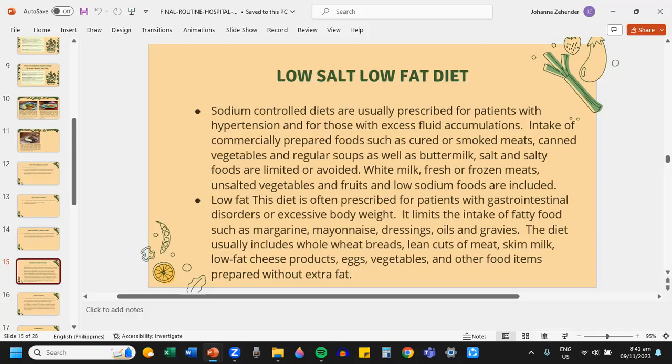Now, for low fat, this diet is often prescribed for patients with GI disorders or excessive body weight. So, it limits the intake of fatty foods such as margarine, mayonnaise, dressings, oils, and gravies. So, the diet usually includes whole wheat breads, lean cuts of meat, skim milk, low fat cheese products, eggs, vegetables, and other food items prepared without extra fat.